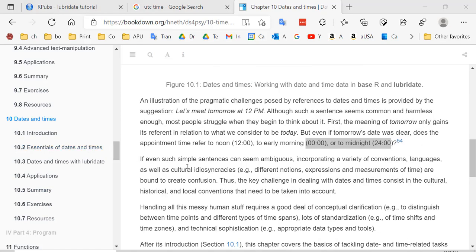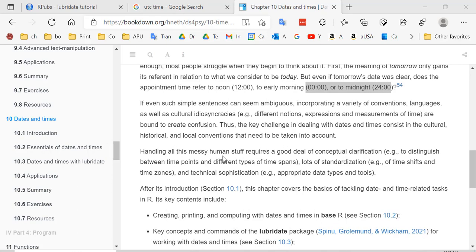So he says, if even such simple sentences can seem ambiguous, incorporating a variety of conventions, languages, as well as cultural idiosyncrasies, for example, different notions, expressions, and measurements of time, they're bound to create confusion. Thus, the key challenge in dealing with dates and times consists in the cultural, historical, and local conventions that need to be taken into account. Okay, so this is the problem that makes dates confusing. He says handling all this messy human stuff requires a good deal of conceptual clarification, distinguishing between time points and different types of time spans, lots of standardization, for example, time shifts and time zones, and technical sophistication, appropriate data types and tools.